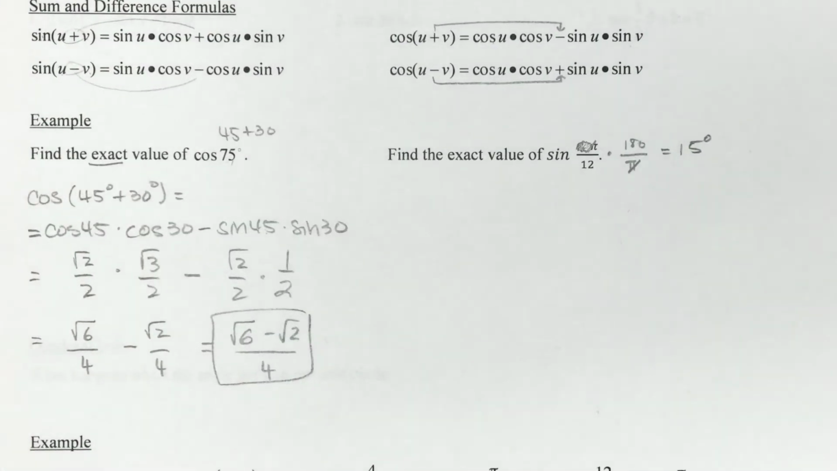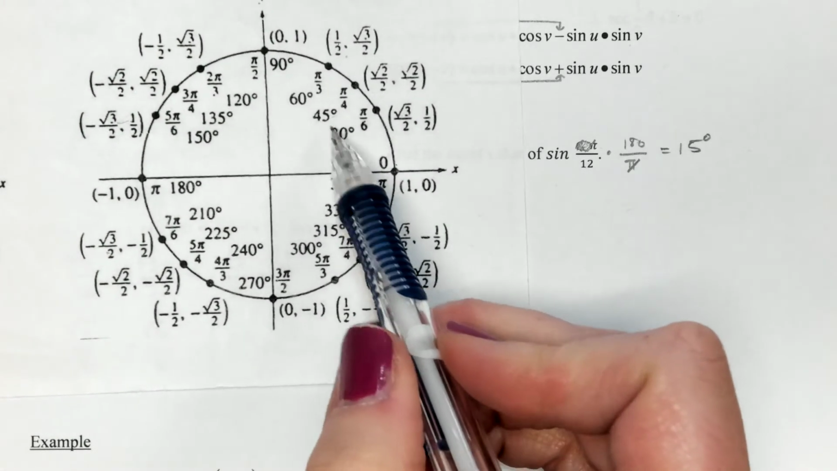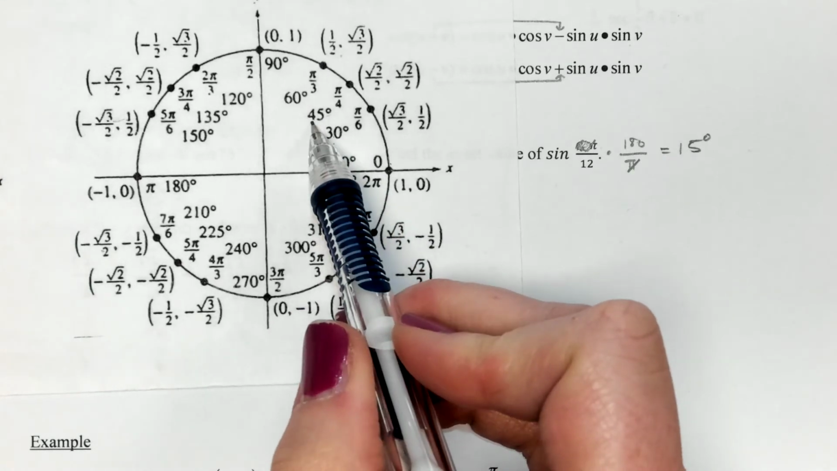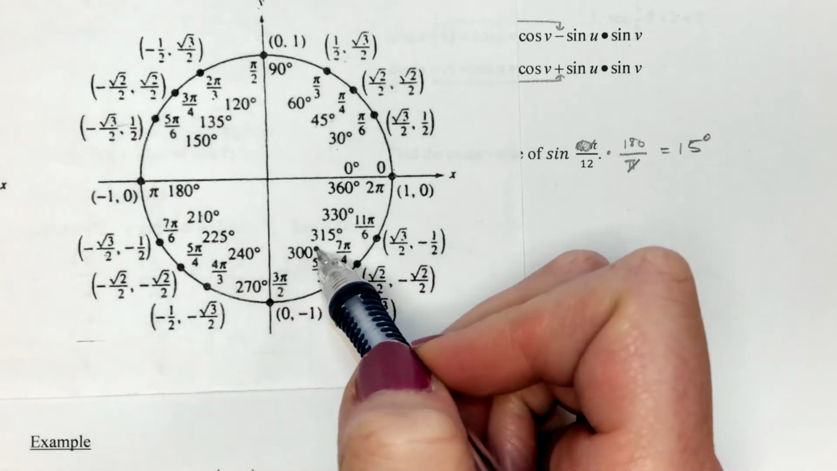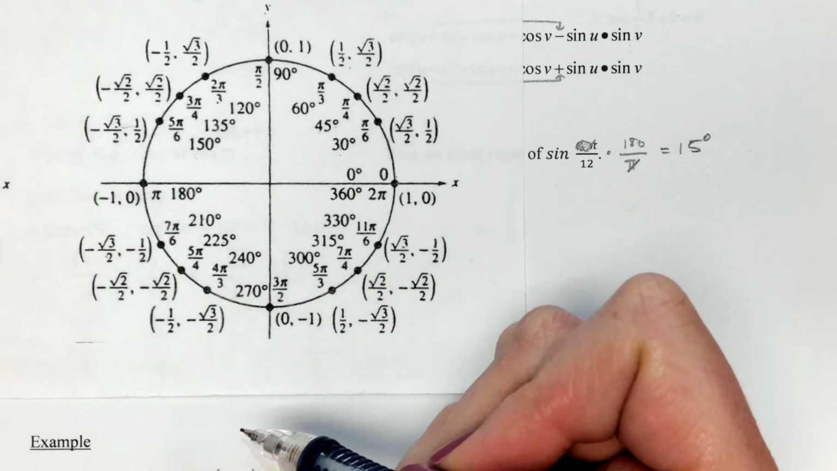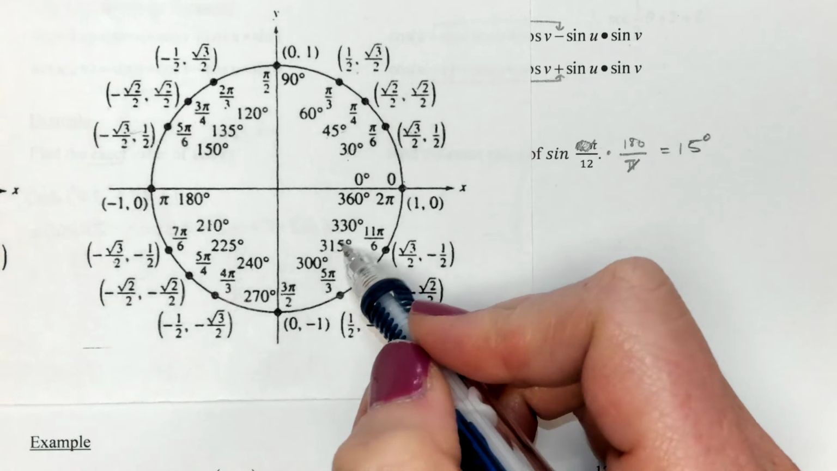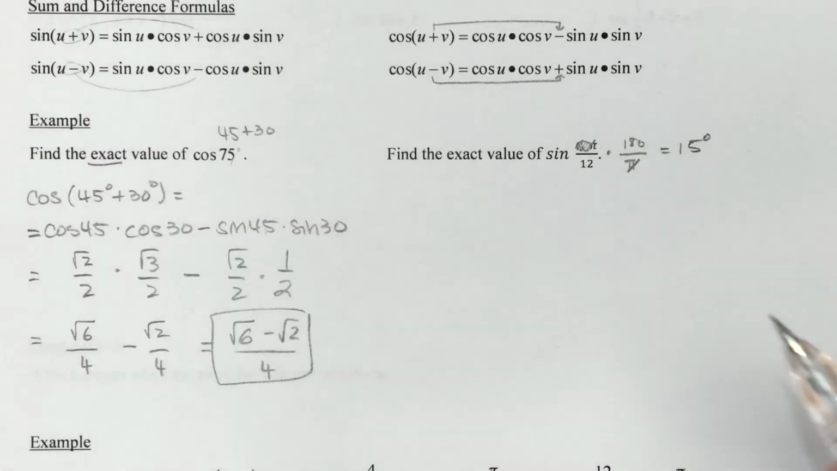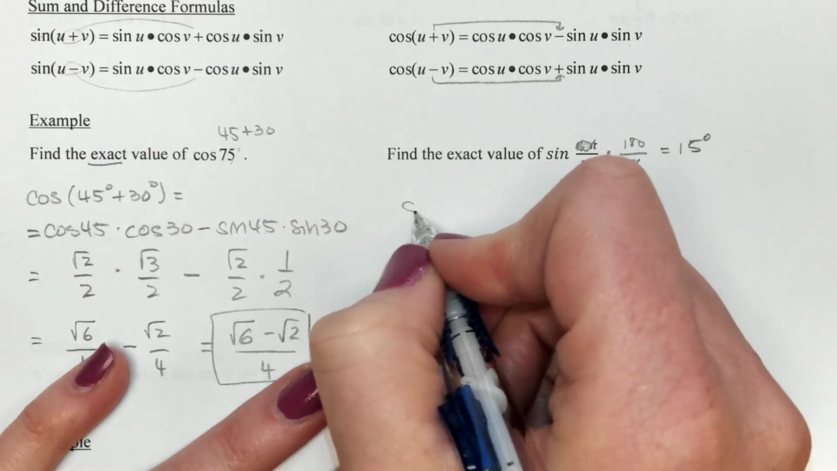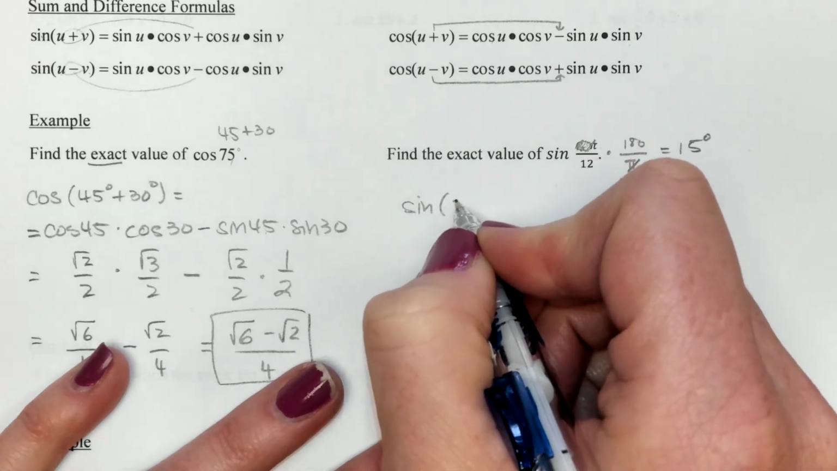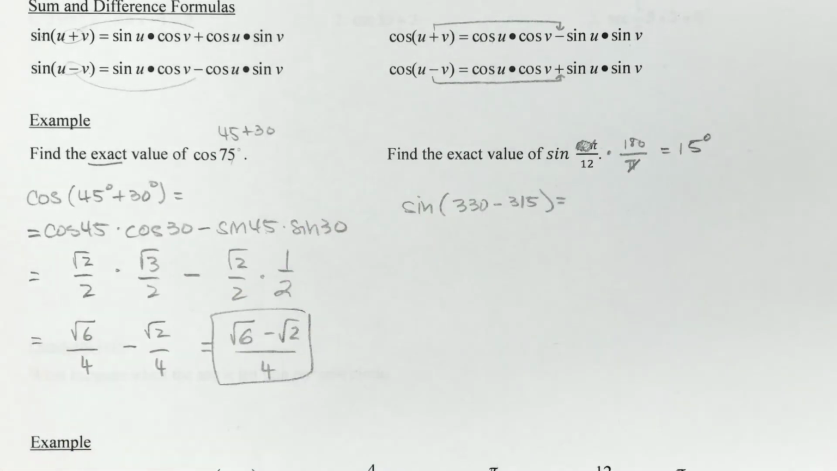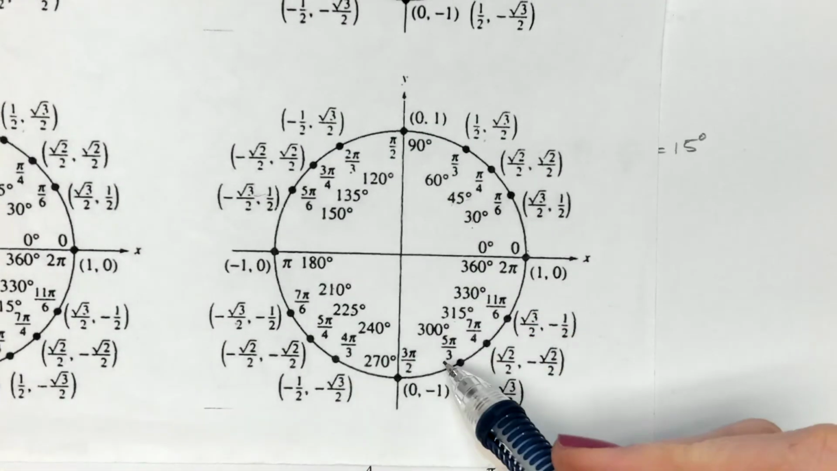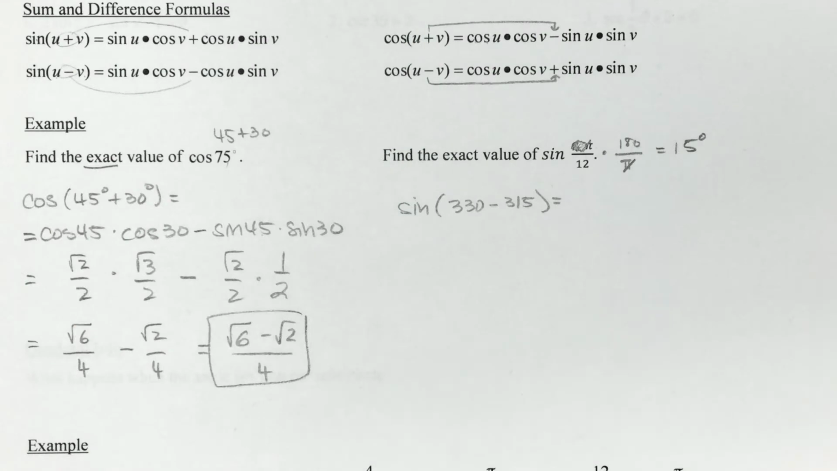Now the two easiest angles to use that you could add or subtract to get to 15 would be 45 and 30 again. But you could use 60 and 45. They do it. 135 and 120. You could use any pair of these because subtracting any of them will get you to 15 degrees. So I'm actually, just for fun, going to use 330 and 315 just to show you that I can use angles anywhere. So sine of 15 degrees is going to turn into, for me, 330 minus 315. Again, it doesn't matter which two angles you use, just as long as they get you to 15 degrees.